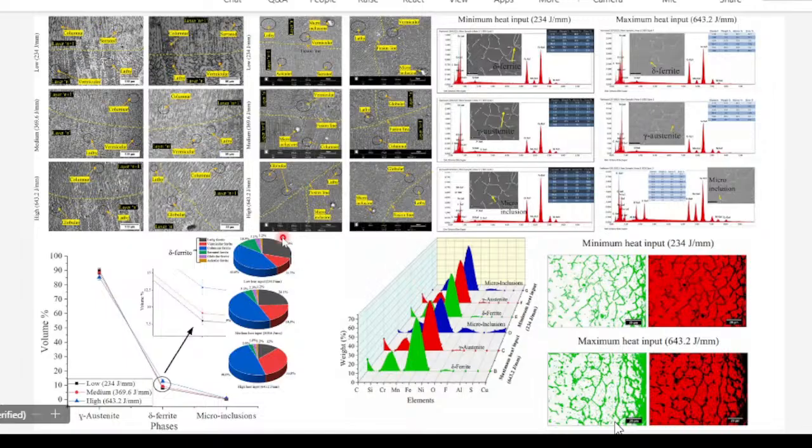With lower heat input, about 30% lathy ferrite will be there. As we increase the heat input from top to bottom, you can see the gray portion getting smaller. So lathy ferrite is reducing, while the red portion, which is vermicular ferrite, is increasing with increasing heat input. These are the two major morphologies of delta ferrite, lathy and vermicular ferrite.